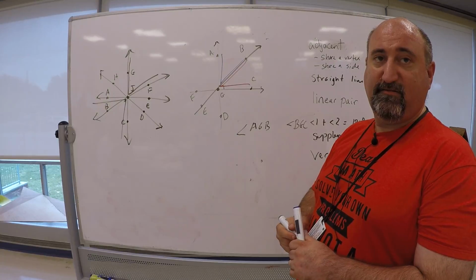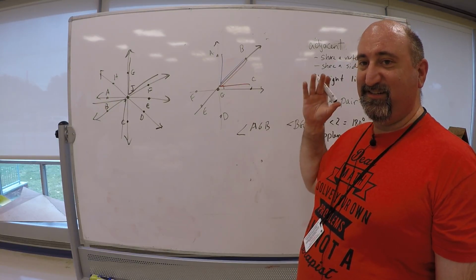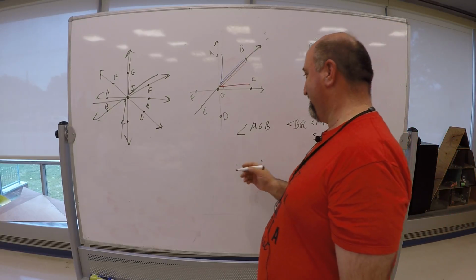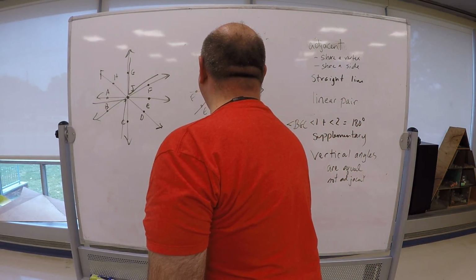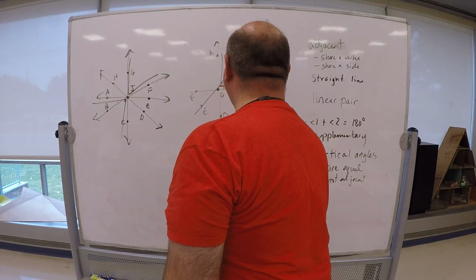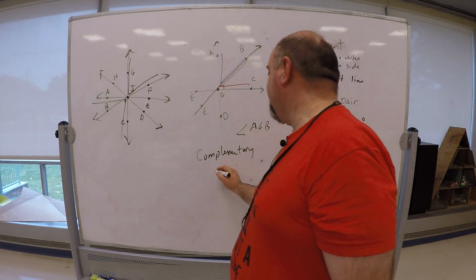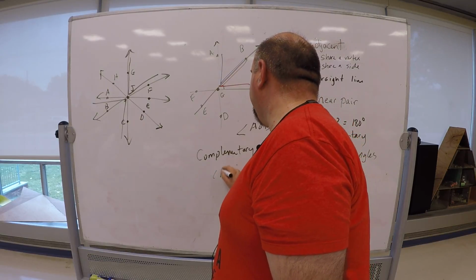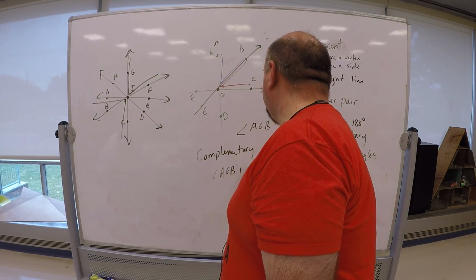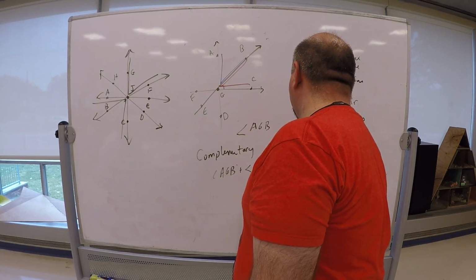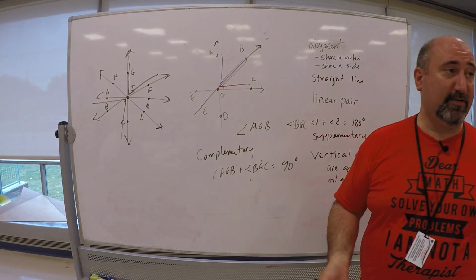I didn't say that right. Not corresponding angles. Complementary angles. Sorry. Complementary angles. All right. So complementary angles add up to 90 degrees. So angle AGB plus angle BGC equals 90 degrees, and those two angles are complementary.